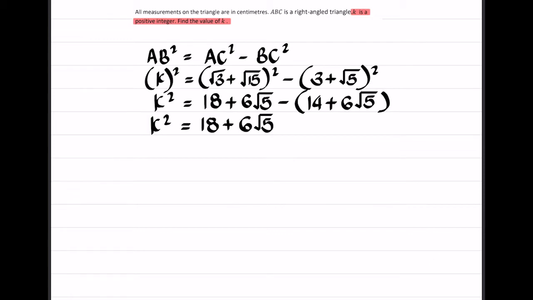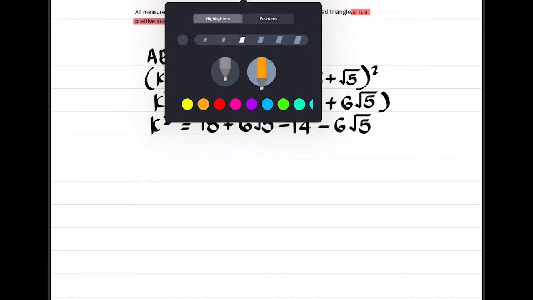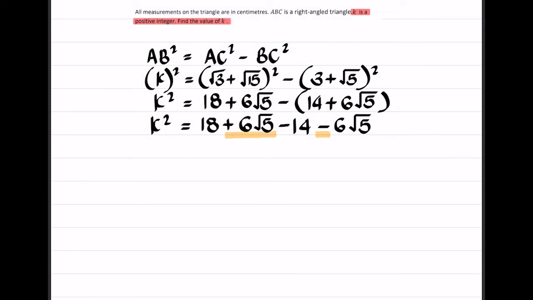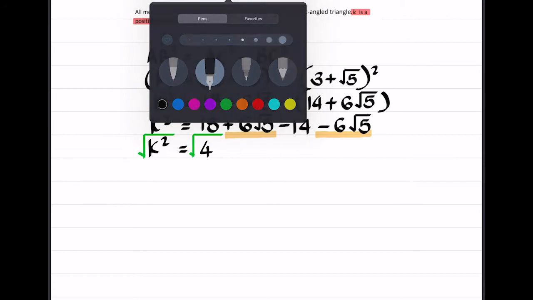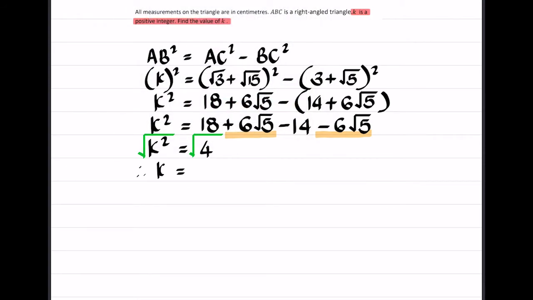Then that minus sign is going to change the signs inside the bracket. So I have minus 14 minus 6 root 5. Now I have positive 6 root 5 minus 6 root 5, so those are going to cancel. So I'm going to have K squared equal to 18 minus 14, which is 4. I don't want K squared though, I want K by itself. So I'm going to square root both sides, the square root of K squared and 4. Therefore K is equal to 2 centimeters.